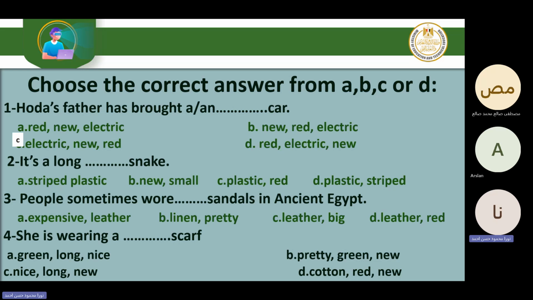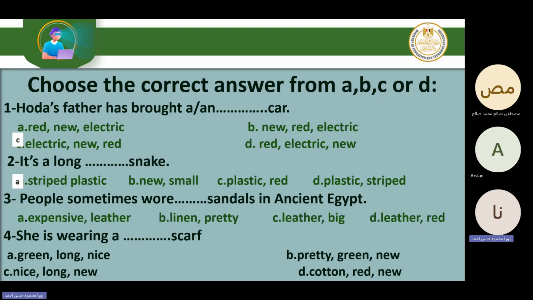The second one, it's a long snake. So what do you think is the answer? Yes, it's a long striped plastic snake, because we have here the shape first and then the material. The second one is not correct because we have the age and the size. The third one is not correct because we have the material, then the color. And the last one, we have the material, then the description, so it's not well arranged.